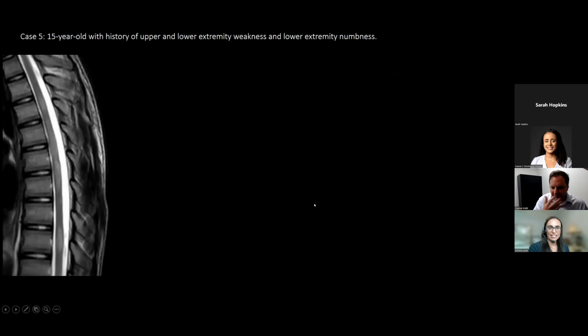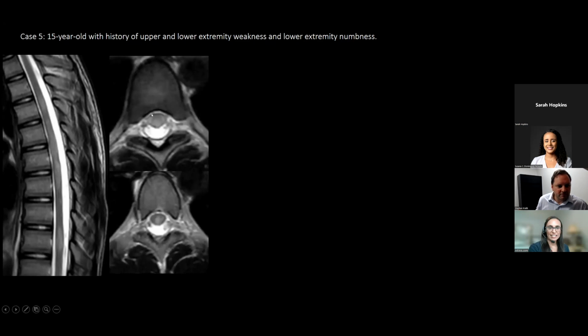Case 15, our last thing in the differential diagnosis, was a patient with upper extremity and lower extremity weakness and lower extremity numbness. This patient has T2 signal abnormality in their spinal cord, but it doesn't look longitudinally contiguous. Some areas are maybe longitudinally extensive, others look short segment. On the axials, it's not really a gray matter pattern, more transversely here, part of the posterior here.